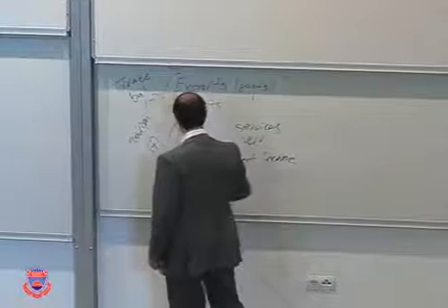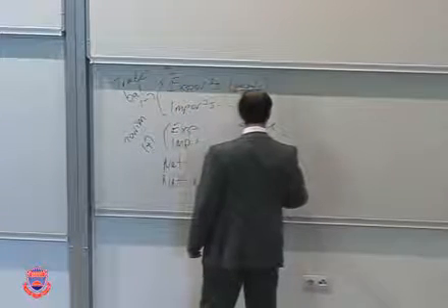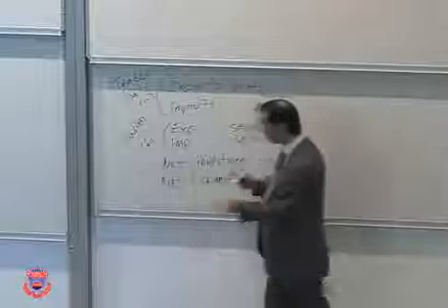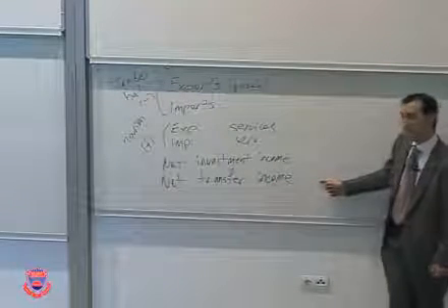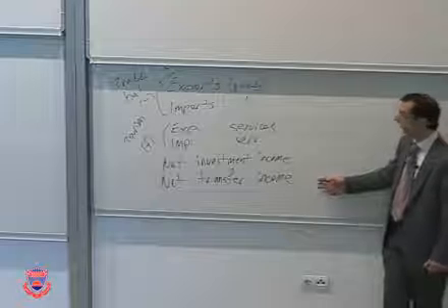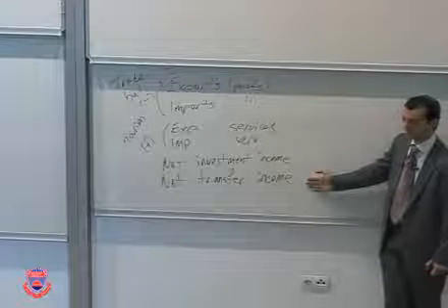The other one is net transfer income. This is a small item. Net transfer income is somebody gives you a gift, okay, or you give somebody a gift.